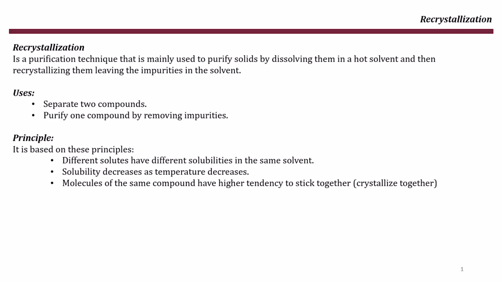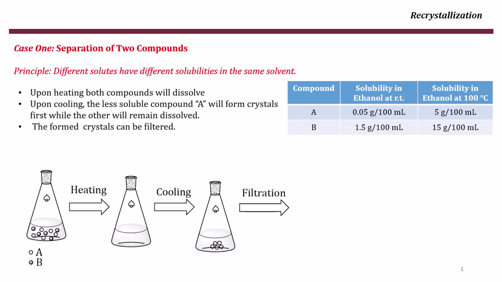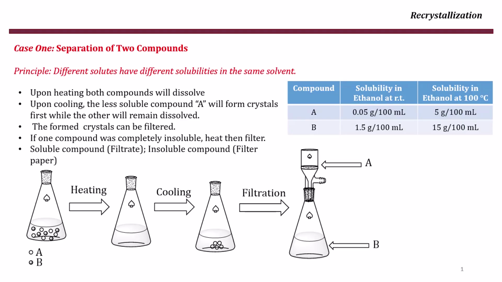Otherwise, you will not obtain pure crystals. This is the first case of recrystallization, where the goal is to separate two compounds that have different solubilities in the same solvent. The principle here is that different solutes do not dissolve equally in the same solvent. When we heat the solution, both compounds will dissolve completely. But when we allow the solution to cool, the less soluble compound, which we are calling compound A, will begin to crystallize first. The other compound, compound B, will remain dissolved in the solvent because its solubility is much higher.